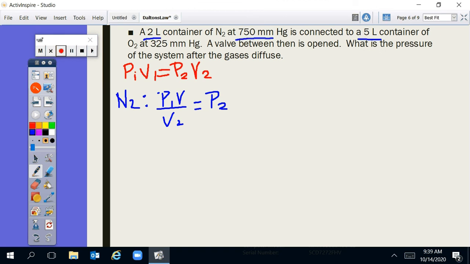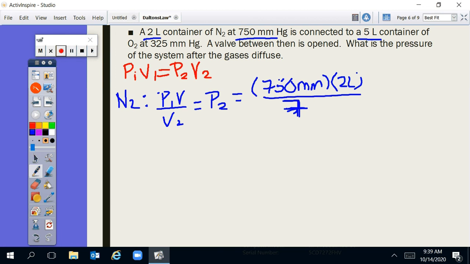We can plug in some numbers here, and we get 750 millimeters of mercury times V1, which is 2 liters, divided by our new volume of 7 liters. Actually, I think I said V2 is 5 liters, but it's actually the total, which is 7 liters. And you get a new partial pressure of 214 millimeters of mercury for N2.